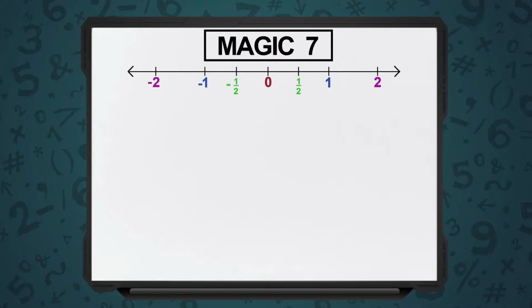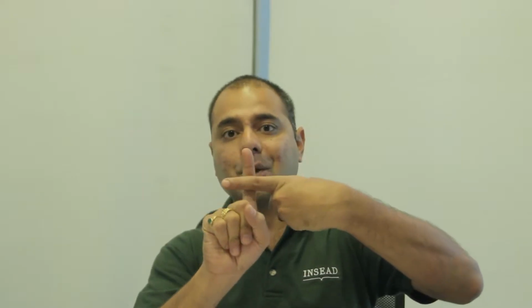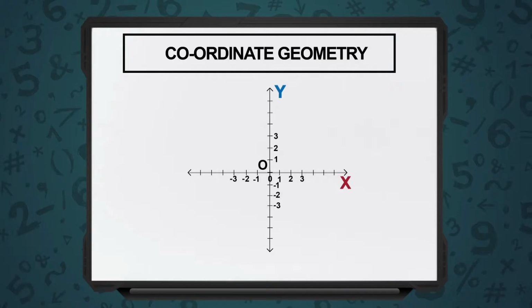We've already seen the number line in properties of numbers. So when we say coordinate geometry, we have two number lines that come into the picture. One horizontal, which we call the x-axis, and one vertical, which we call the y-axis. So you have a structure like this. The point where the x-axis and y-axis meet each other is known as the origin, denoted by the symbol O.